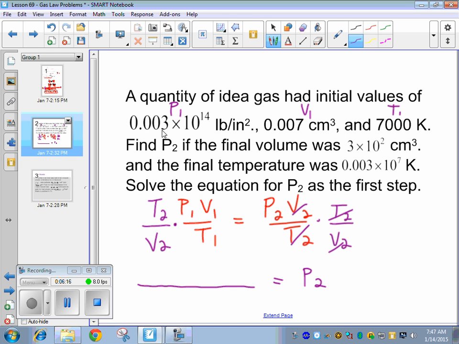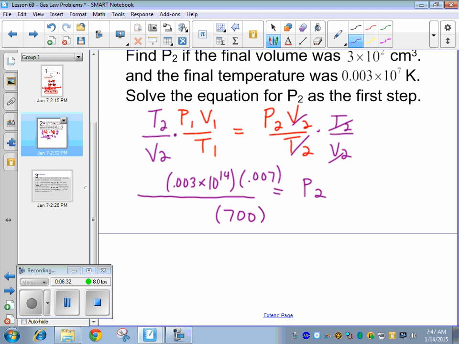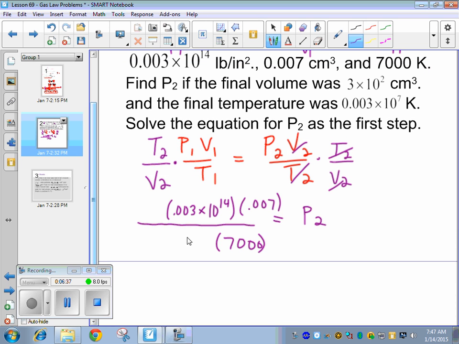We've got initial pressure right here in the middle, 0.003 times 10 to the 14th. Initial volume here, 0.007. And initial temperature has to go in the denominator, so 7,000. Okay, then it says the final volume was 3 times 10 squared, so my final volume is down here, 3 times 10 squared. My final temperature is 0.003 times 10 to the 7th.